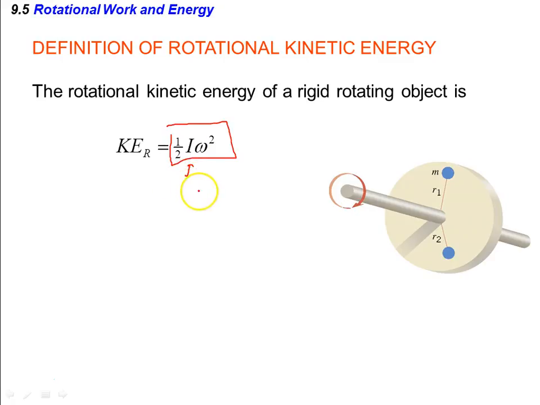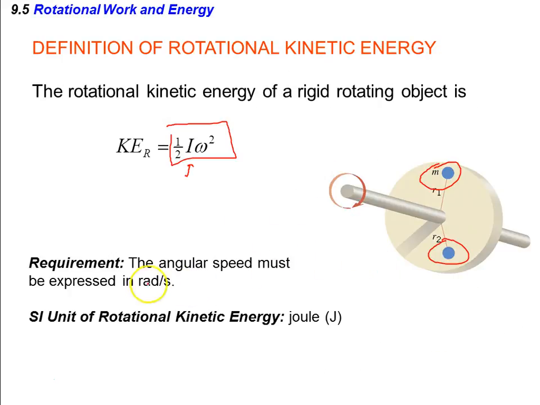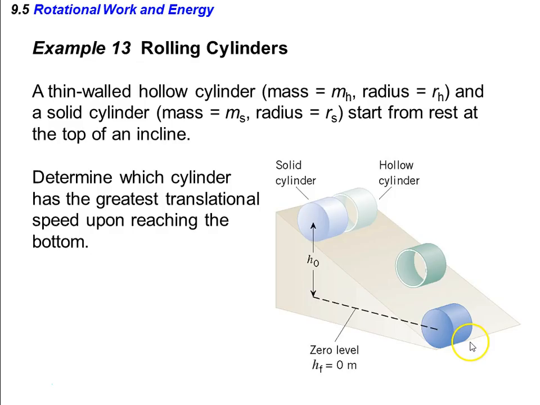Now keep in mind that I is a little sticky there. It could be a couple different things. If we have these two masses, like what we have in the picture here, we're just adding up m times r squared for each and adding those two products together. However, if it's a disk, then we're going to use the equation from the table. If it's a spherical shell, we'll use the equation from the table. All those things come into play here. And one of the requirements is that we must have the angular speed in radians per second, and once again, our energy is measured in joules.